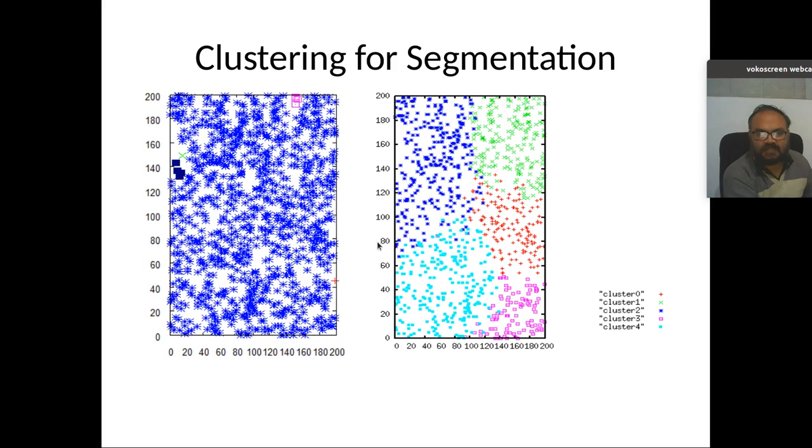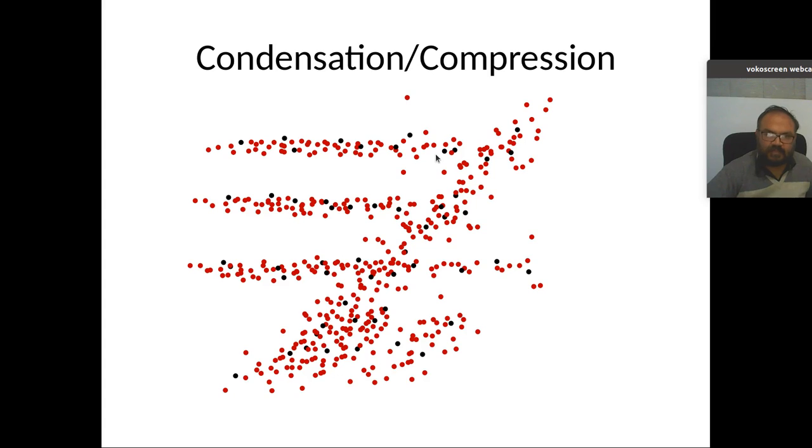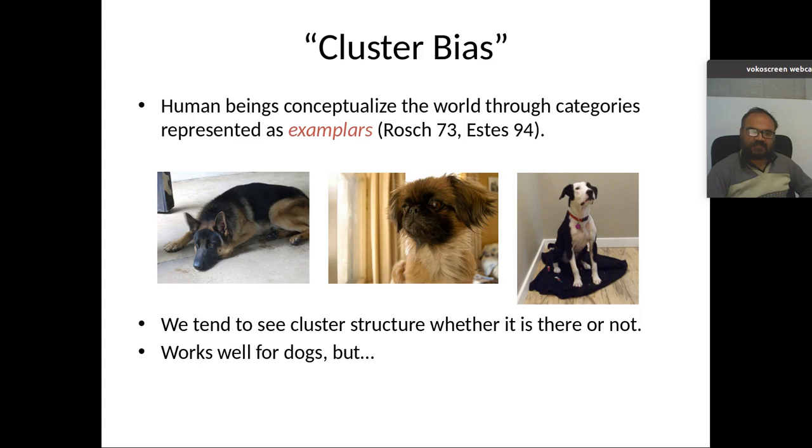Clustering for segmentation. Here you can see an example. At the input we have an image data where we plotted all the pixel values in a 200 by 200 scatter plot, and then at the output of the clustering we have segmented the image into 4 different clusters. So all the pixel values in one cluster can be assigned, let's say, a simple label or one simple value. Condensation and compression can also be achieved through clustering.